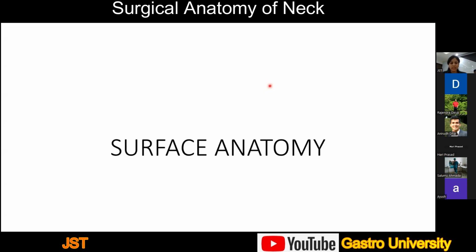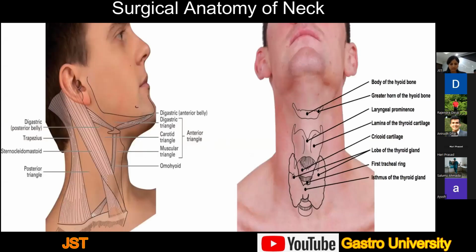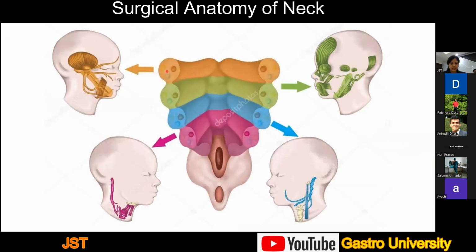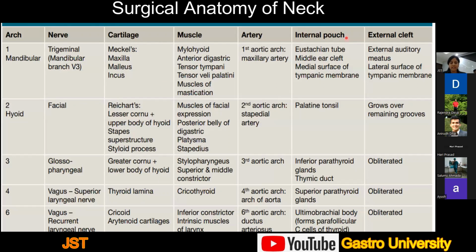And now if I go back a little, I want to show you this. So the first arch and the second arch have an external cleft and an internal pouch. Now these ultimately invaginate to form certain structures. The structures that the internal pouch from the first arch forms are the eustachian tube, the middle ear cleft, and the medial surface of the tympanic membrane. And the external cleft forms the external auditory meatus and the lateral surface of the tympanic membrane.